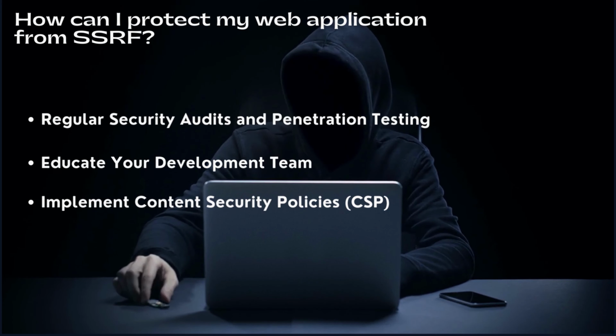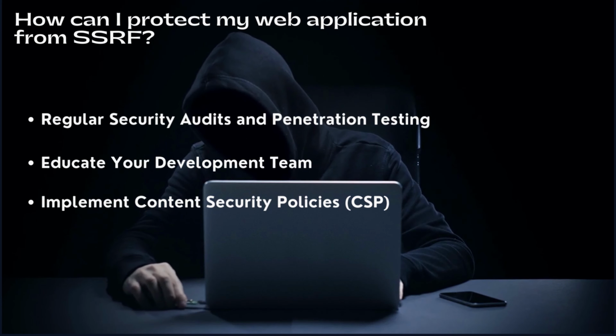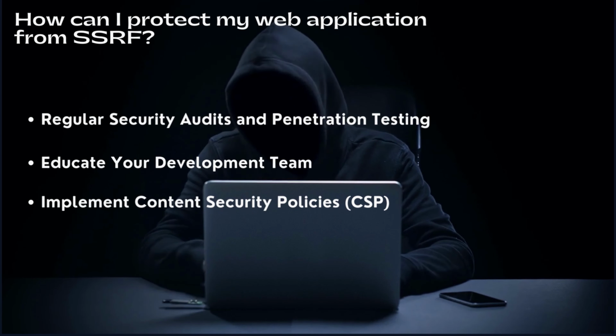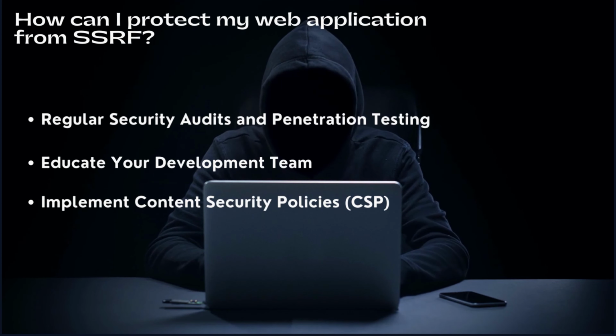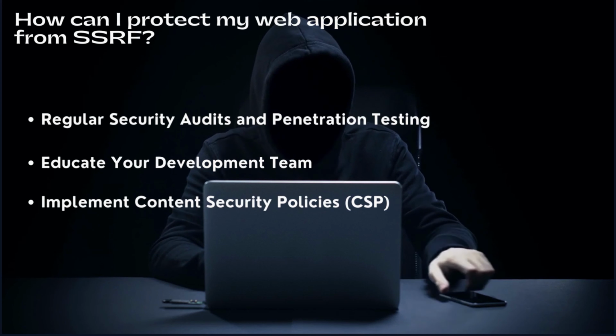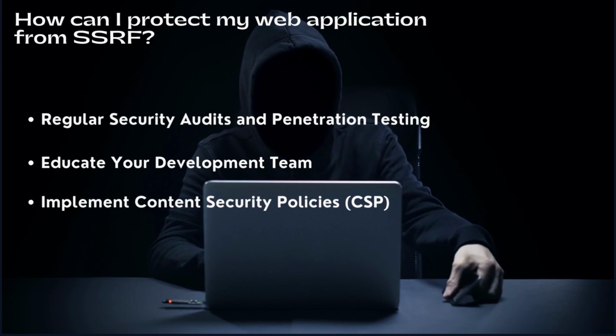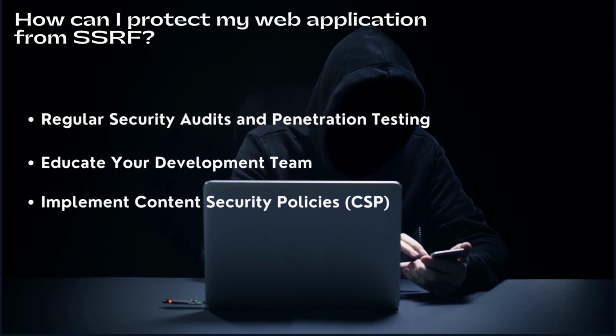Afterwards, we have educate your development team. Train your development team about the risks associated with SSRF, and provide guidelines on secure coding practices. And lastly, we have implement content security policies, which we also call CSP. So use content security policies to control which external resources your web application can request. CSP helps you to prevent unauthorized access to sensitive resources and mitigates the risk of SSRF attacks. By combining these preventive measures and best practices, you can significantly reduce the risk of SSRF vulnerabilities in your web application and enhance overall security. Always remember that security is an ongoing process, so continuously monitor and update your security measures as new threats and vulnerabilities emerge.